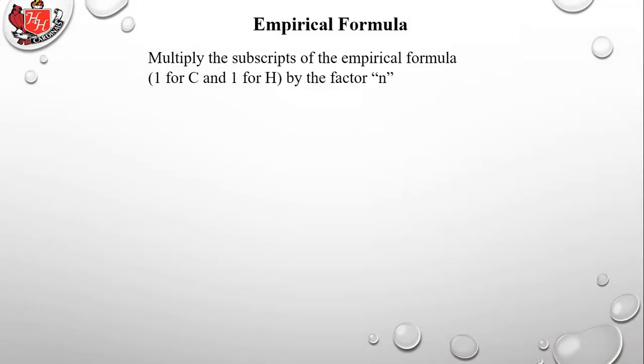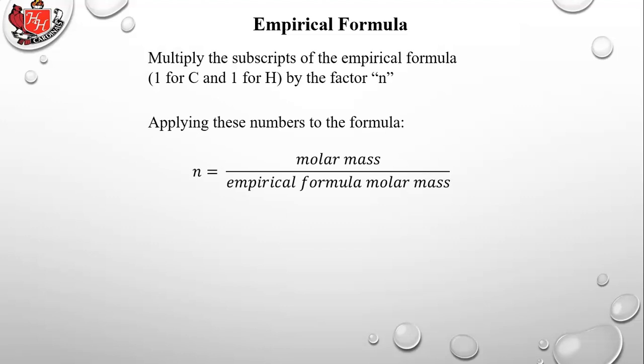So multiply the subscripts of the empirical formula, one for C and one for H, by the factor n. So let's first compute the factor n. There's the formula again. It's 78.11 grams, the molar mass, over the empirical molar mass that we just computed, 13.02, and that gives you approximately 6.